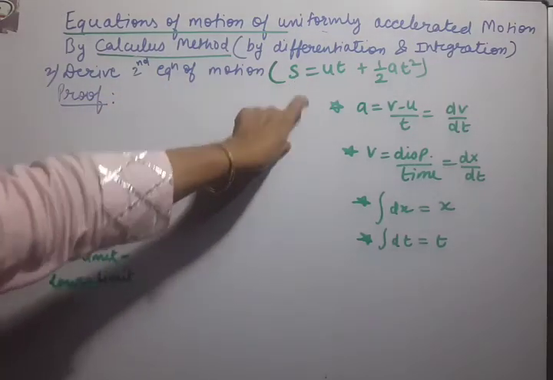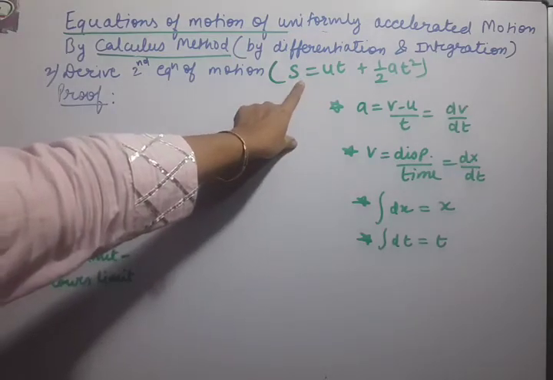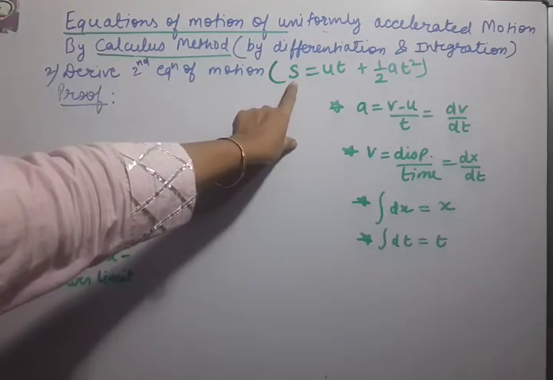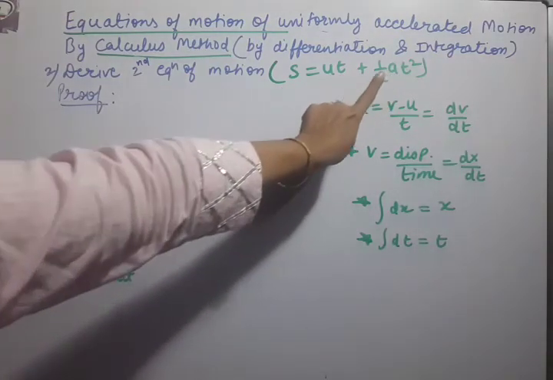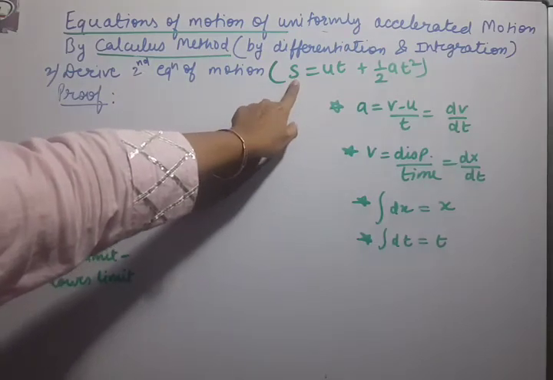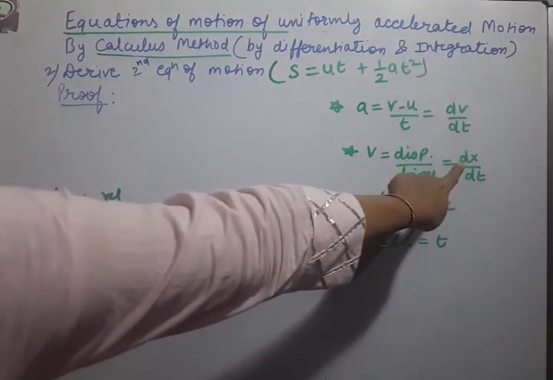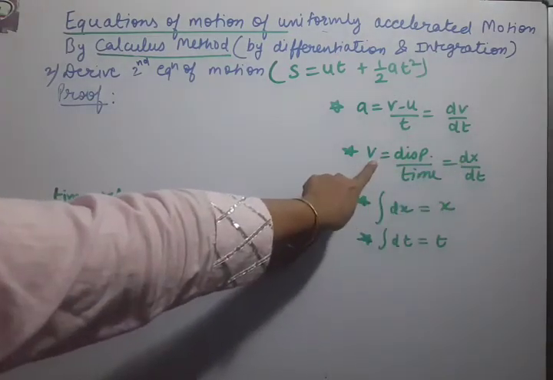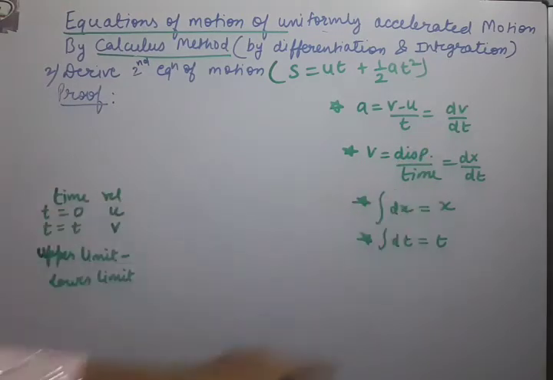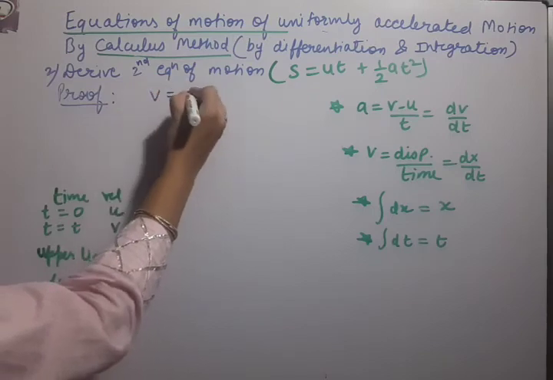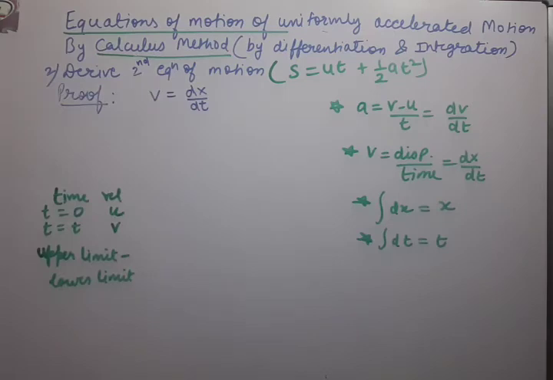First of all, we have to decide with which equation we should start. So in our final answer we want displacement, velocity, time and acceleration. Okay, so because displacement is appearing, we can start with the equation in which displacement x is coming. That's why we should start with this equation. So velocity v equal to dx by dt. This we will start with. Okay, written v equal to dx upon dt.